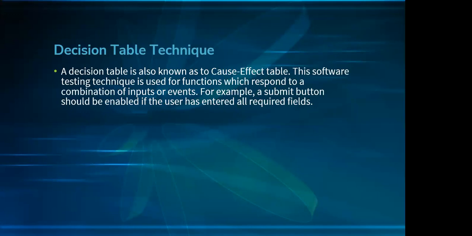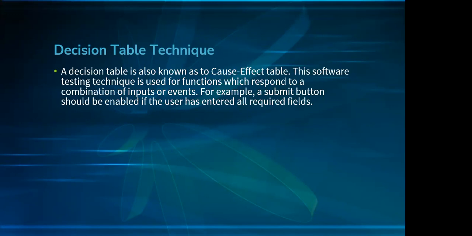So next one is decision table. So what's decision table? A decision table is also known as the cause-effect table. This software testing technique table is used for functions which respond to combinations of inputs or events. For example, a submit button should be enabled if user has entered all required fields.